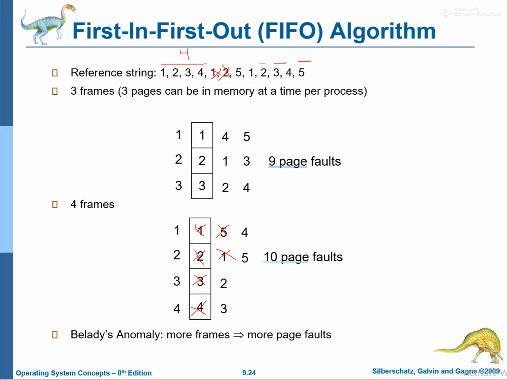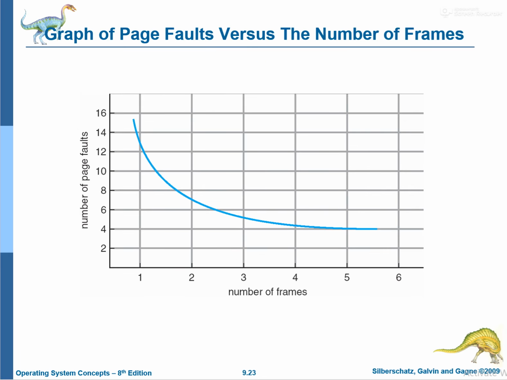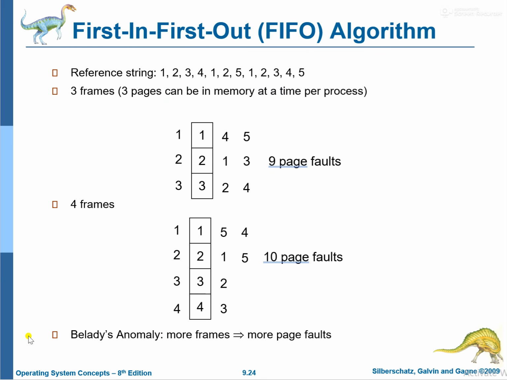Although we have seen previously in this graph that if we increase the number of frames, the number of page faults should decrease, here in this special case this is not happening. Sometimes this phenomenon occurs, and this is called Belady's anomaly. And what is Belady's anomaly? It is a situation that unexpectedly occurs: if we have more frames, then sometimes you have more page faults. If such a situation occurs, it is called Belady's anomaly.